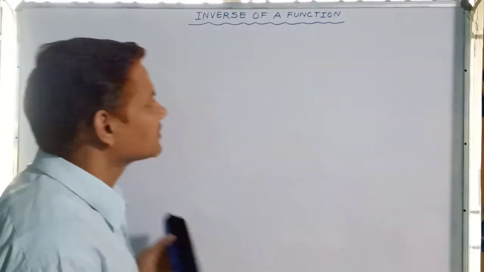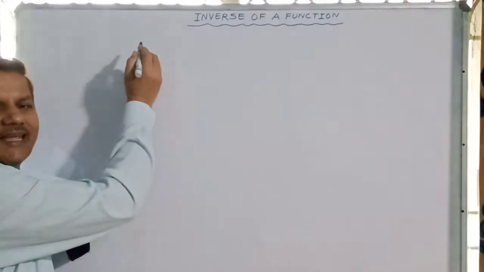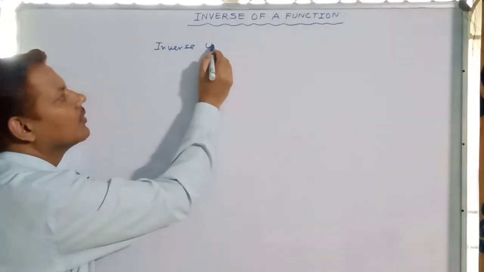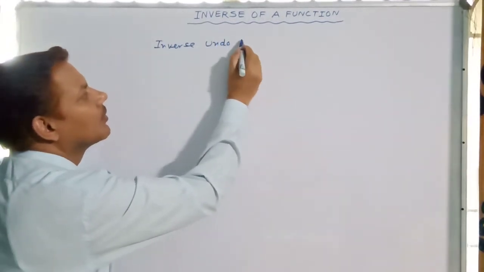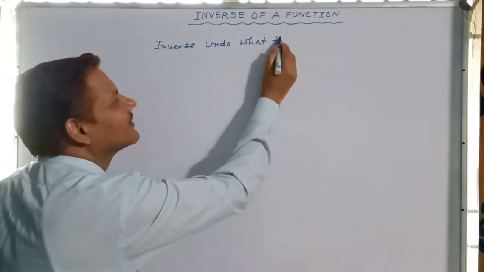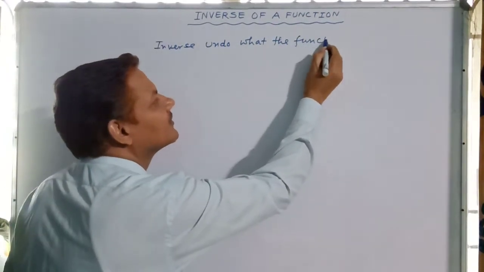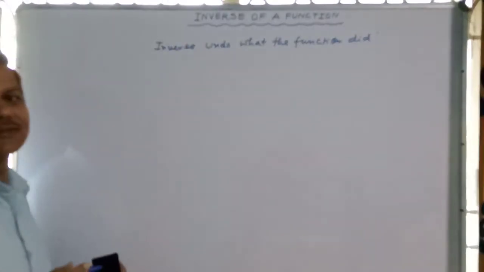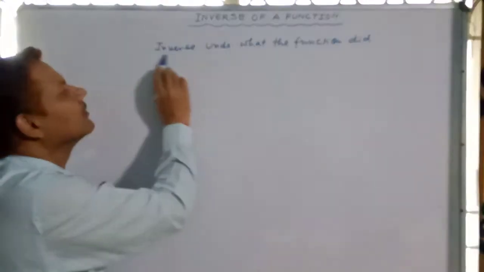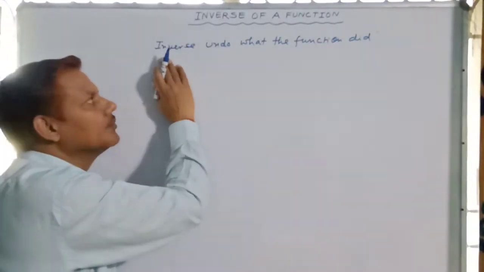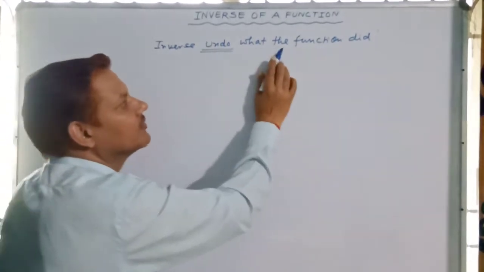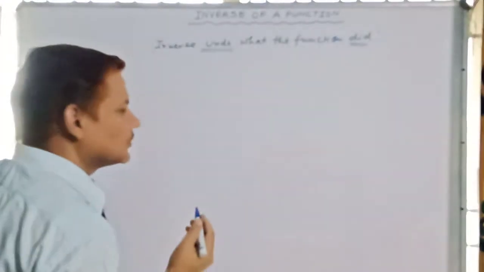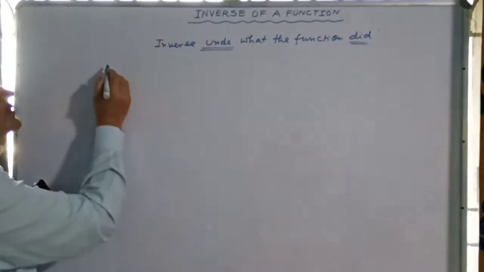Okay, so in a simple way, what can we say inverse is? Inverse undoes what the function did. This is the sentence which makes the meaning of inverse clear. Simply we can say inverse undoes what the function did. To explain this statement, I wish to take an example, just considering a function.